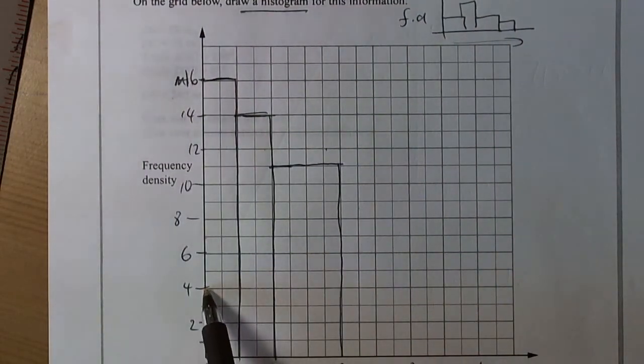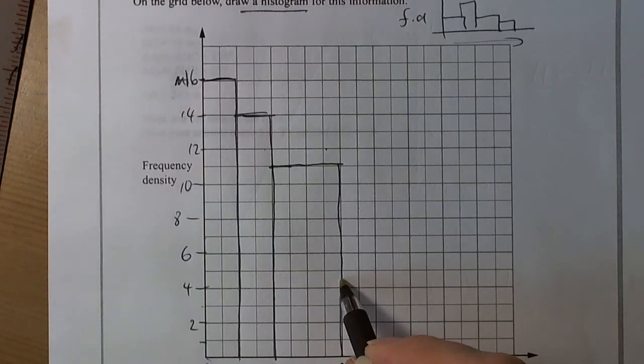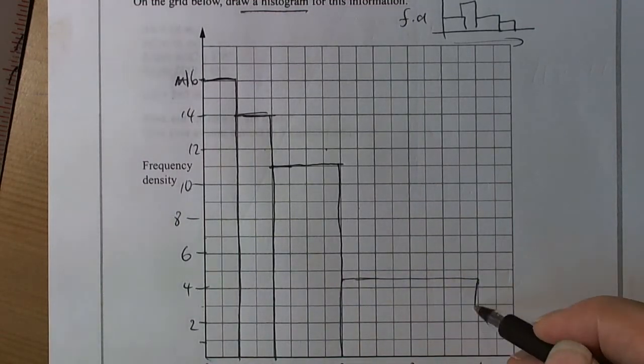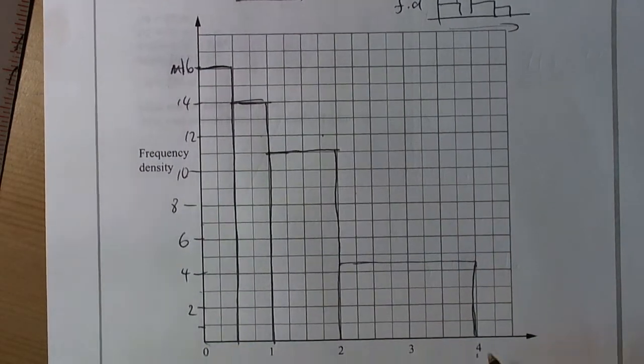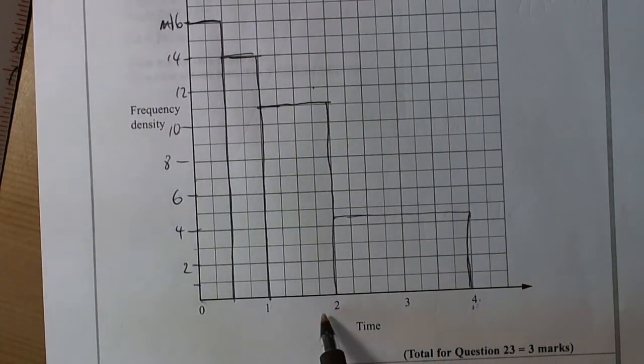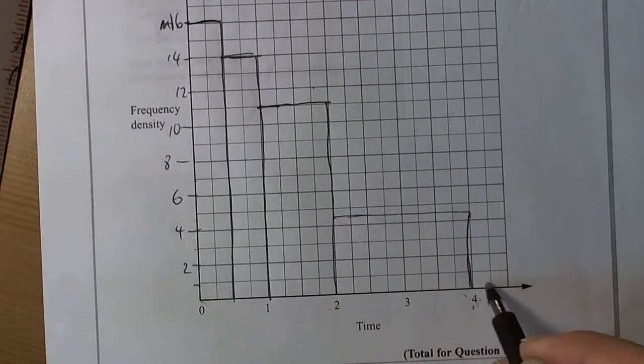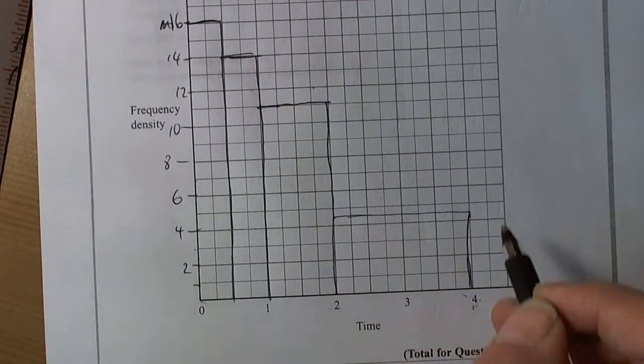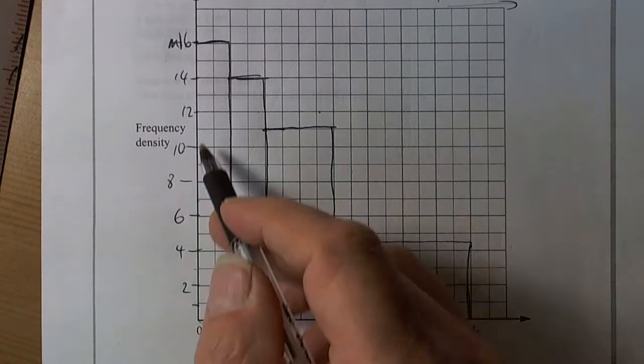So again, we've just got to be careful on our scale that 4.5 would be here. It's going from 2 to 4. Again, be careful because the bar ends at 4, so I've got to be careful that the bar ends at 4 from 2 to 4. Don't make the mistake of going across the whole graph because we stop at 4 because of the way the interval was. And that's your histogram.